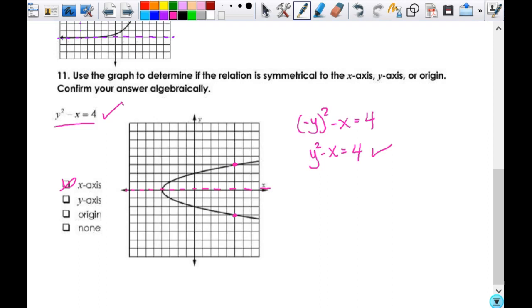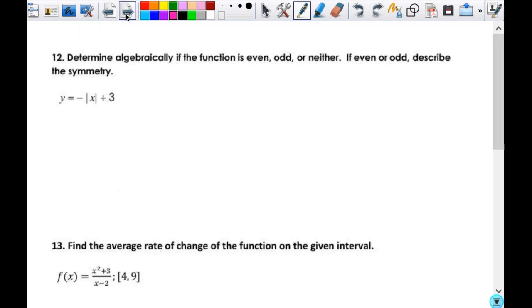All right, number 12. Determine if the function is even, odd, or neither. If even or odd, describe the degree. So in order to do that, this really should say f of x. So I have to find f of negative x, and that's equal to negative absolute value of negative x plus 3. So notice I wrote this down. You have to write f of negative x and substitute it in. Now I can simplify.